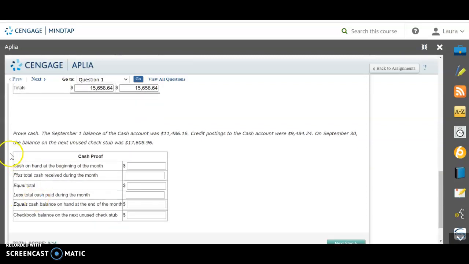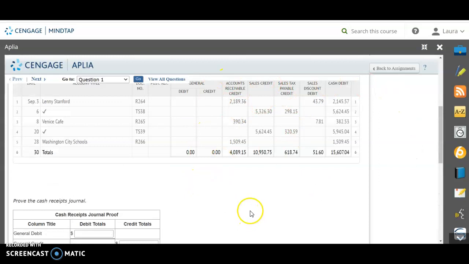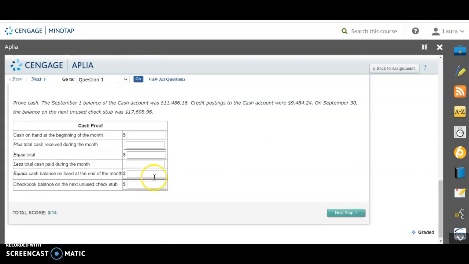The next step that we're going to do is proving cash. So it gives us some information here and some of the other information we're going to get from our cash receipts journal. So the directions say on the September 1st balance of the cash account was $11,486.16. Credit postings to the cash account were $9,484.24. On September 30th, the balance on the next unused check stub was $17,608.96. So 3 of the numbers that we're going to plug in here are right here in our instructions.